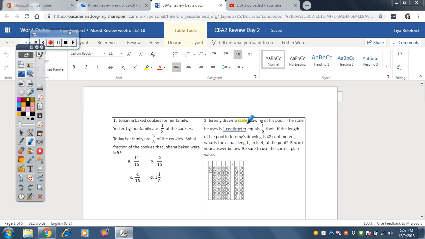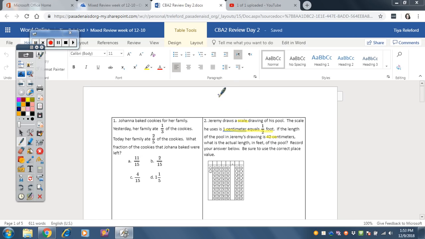Jeremy draws a scale drawing of his pool. That's your keyword. The scale he uses is 1 centimeter equals 1/2 foot. If the length of the pool in Jeremy's drawing is 42 centimeters, what is the actual length in feet of the pool? Record your answer below. Be sure to use the correct place value.